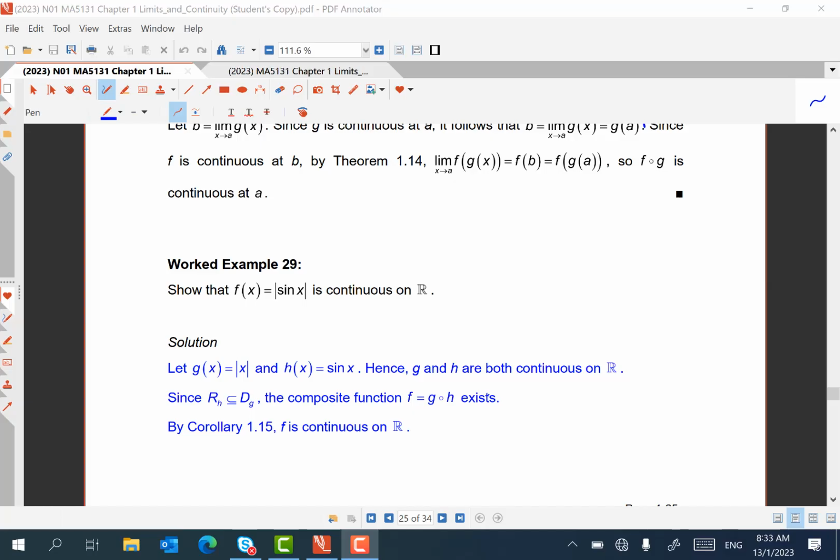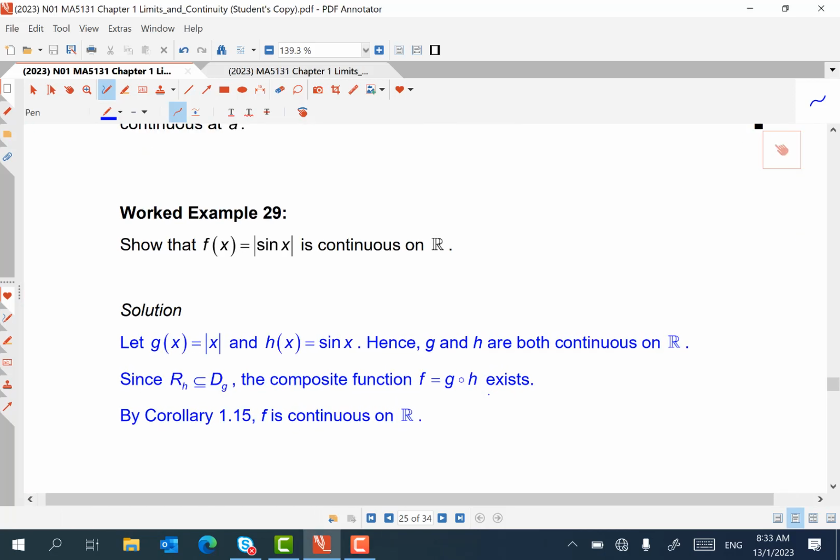Okay, let's commence with work example 29. In this work example 29, we want to establish that the function absolute value of sine x is continuous on the entire real line. So in this case, you write down two functions. One is your g(x), which you define as the modulus function, and then sine x as your h(x).